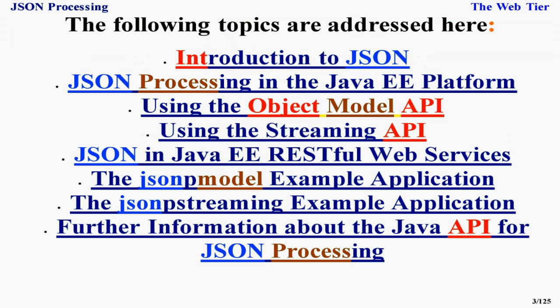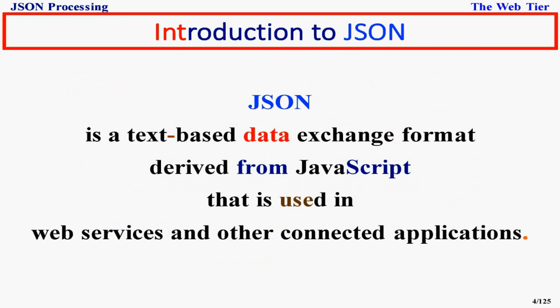The following topics are addressed here: Introduction to JSON, JSON processing in the Java EE platform, using the object model API, using the streaming API, JSON and Java EE RESTful web services, the JsonpModel example application, the JSON streaming example application, and further information about the Java API for JSON processing.